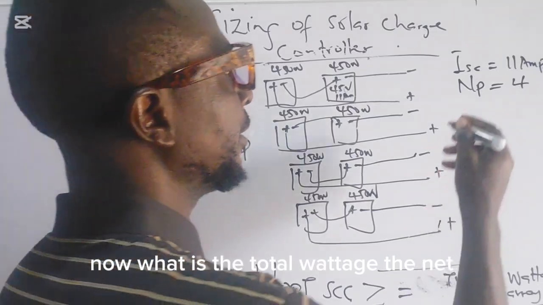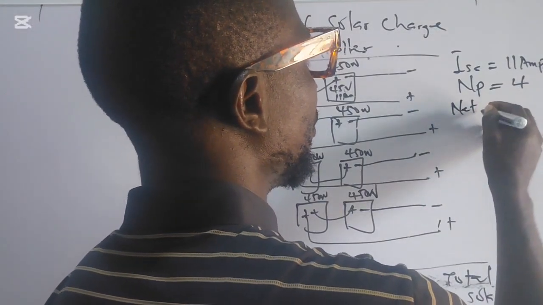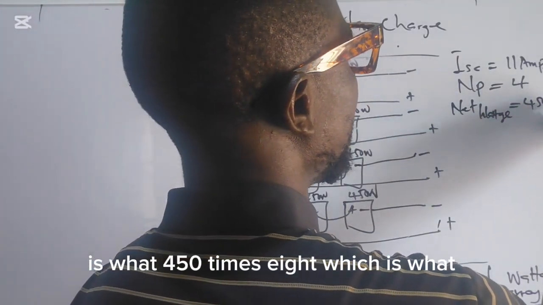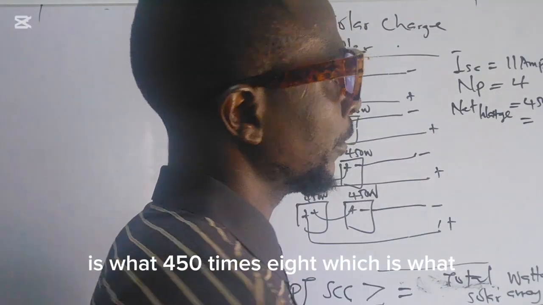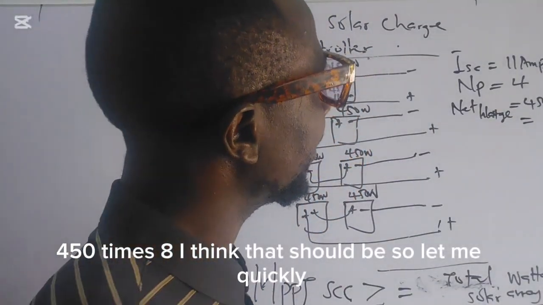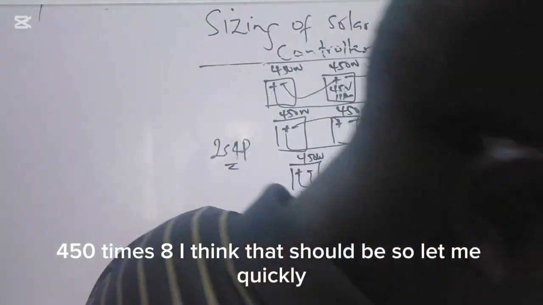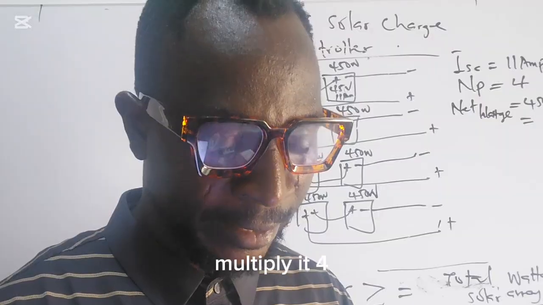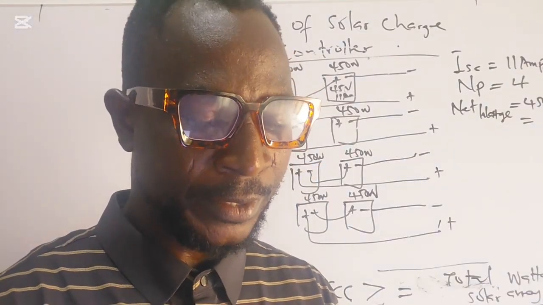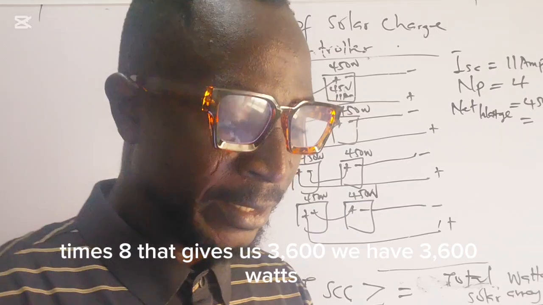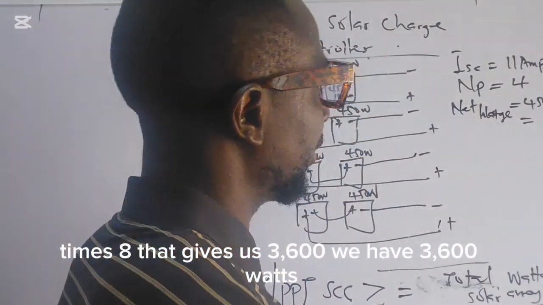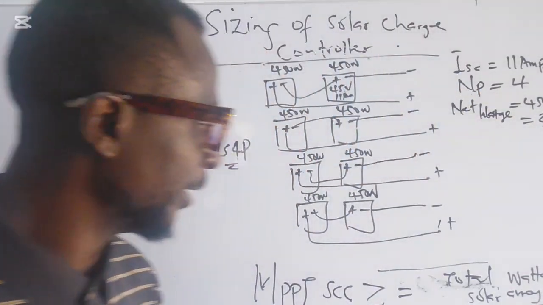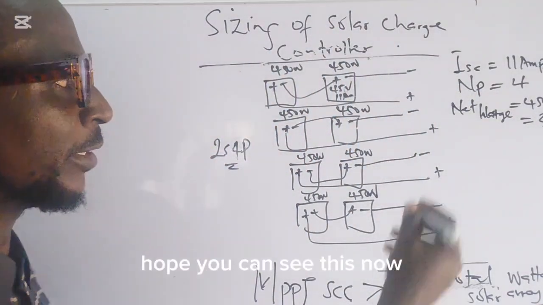Now, what is the total wattage? The net wattage is what? 450 times 8, which is what? Let me quickly multiply it. 450 times 8 gives us 3,600. We have 3,600 watts. Hope you can see this.